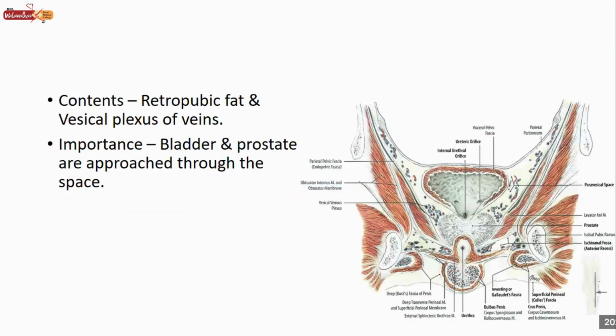Now the contents here are, as you can see, the vesical venous plexus, which is present in this space, and also the retropubic pad of fat. The importance is that the bladder and prostate are approached through this space. The surgical importance is that when the bladder is full, you can approach through this space.